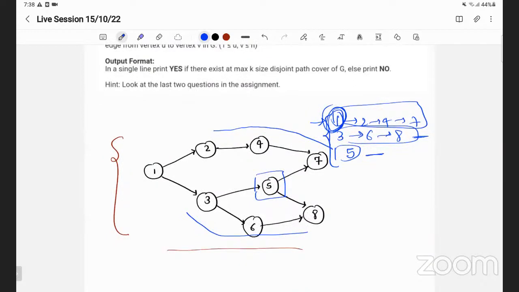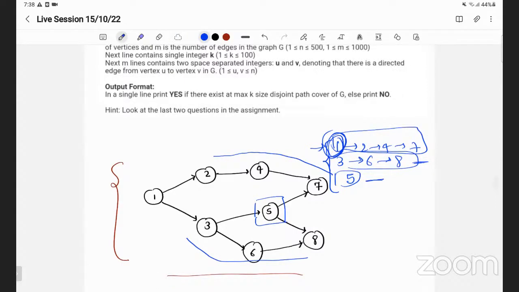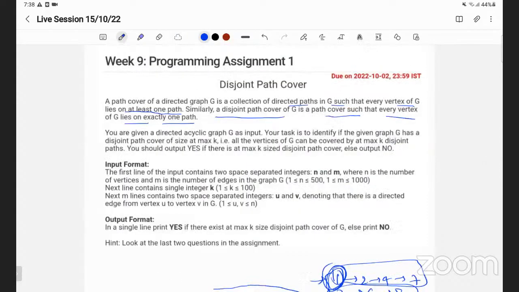So I also included one question based on disjoint path cover in the quiz. If you see, the last 2 questions of the quiz were based on these disjoint path covers. That was just so that you can get started with what structure of the flow you should implement for solving this problem, right?